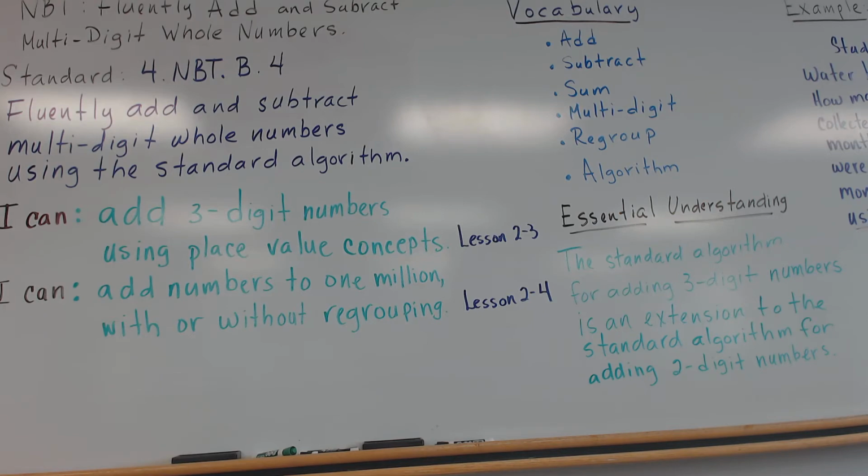This time for lesson 2-3, our I Can statement is: add 3-digit numbers using place value concepts. Our vocabulary for these two lessons is add, subtract, sum, which is the same as adding. Multi-digit means that a number has different digits. Regroup is when we carry over when we're adding. And algorithm is the concept of doing something over and over again.